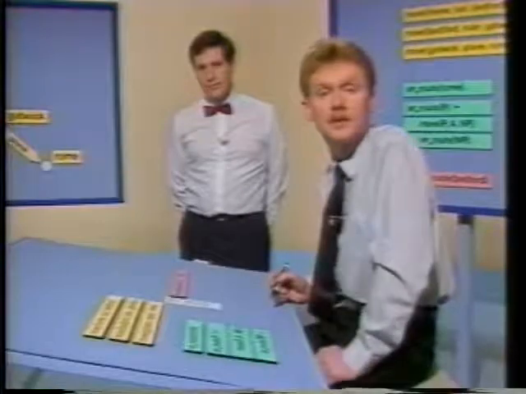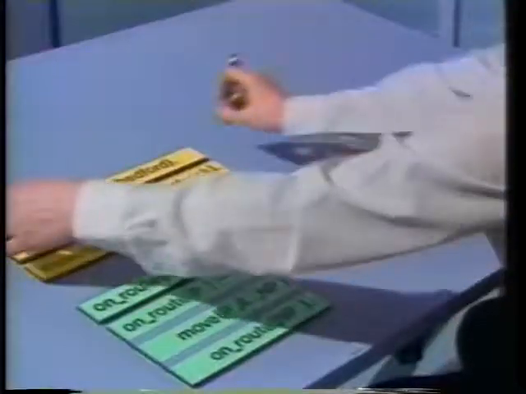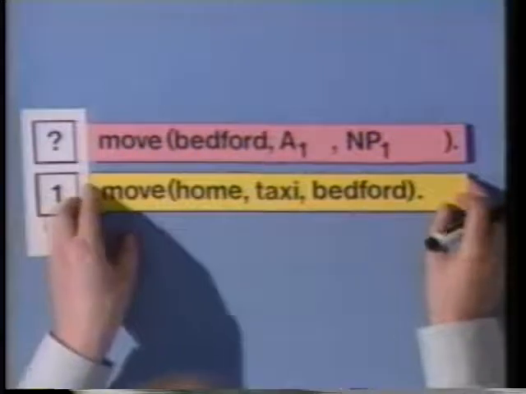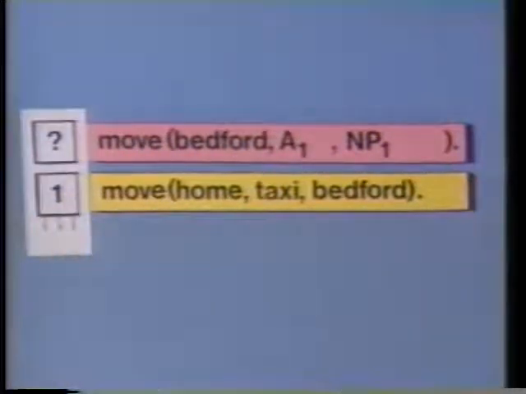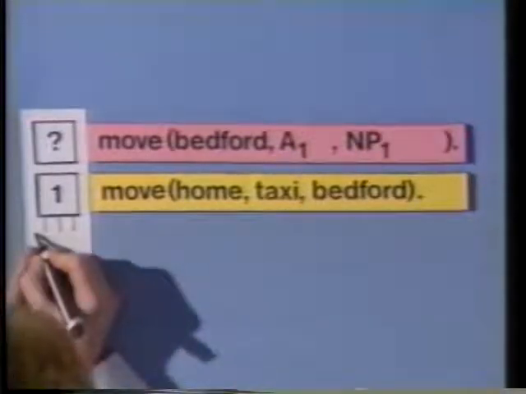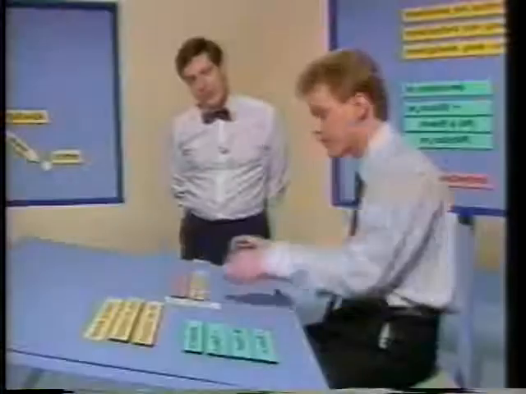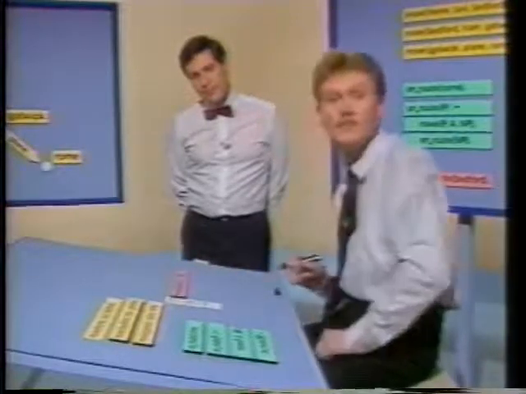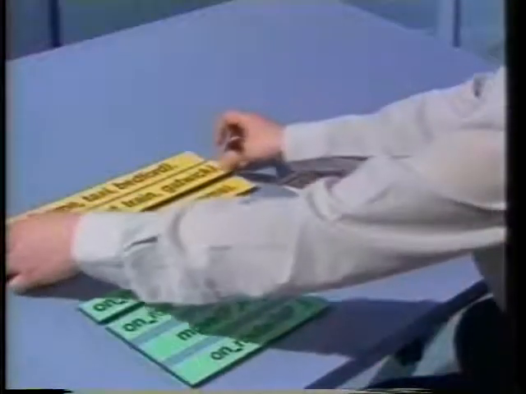So it's another database search. Set the clause counter to 1. Take a copy of the first move clause, bring it over, and compare it. No, this doesn't match. Bedford doesn't match home, so you'll have to dead end the first clause branch and discard the clause. Increment the counter again. Take a copy of the second move clause.